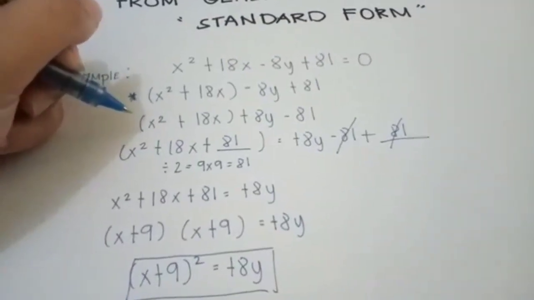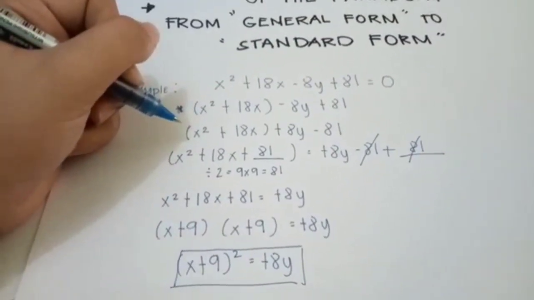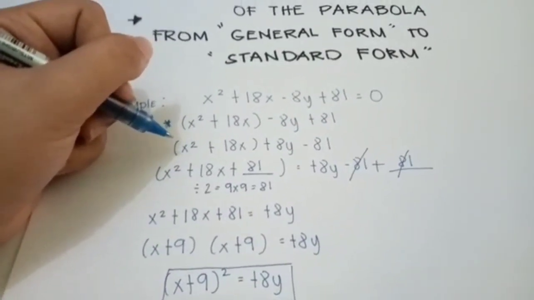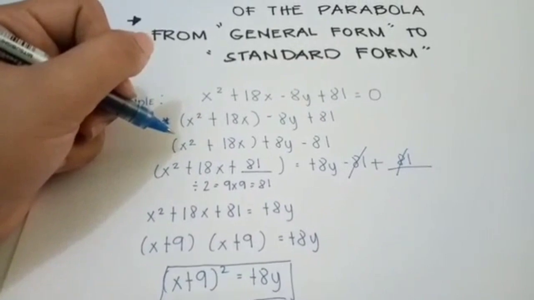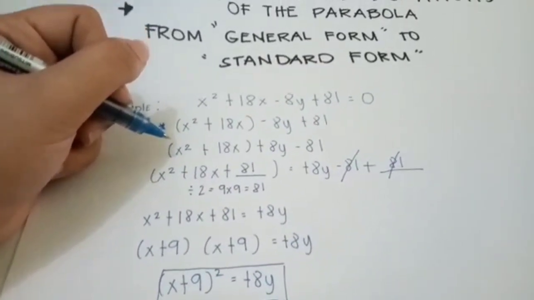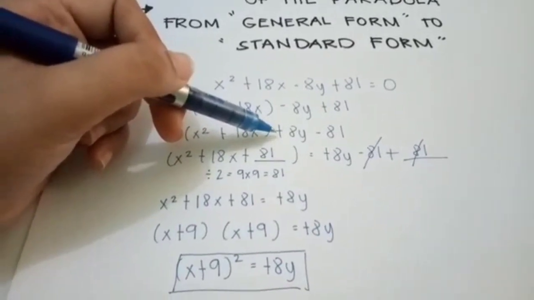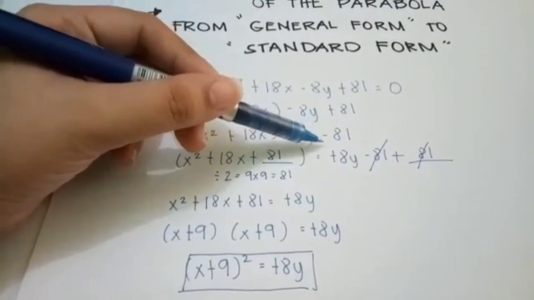The next step is move the remaining terms to the right side of the equation. It means the remaining terms negative 8y plus 81 will be transposed to the right side. So when we transpose them, the negative 8y will be positive 8y, and the positive 81 will be negative 81.